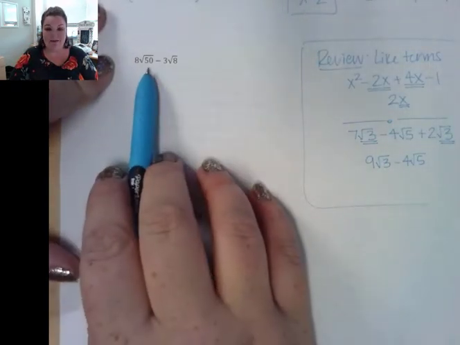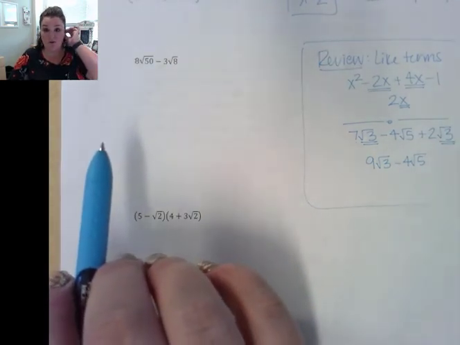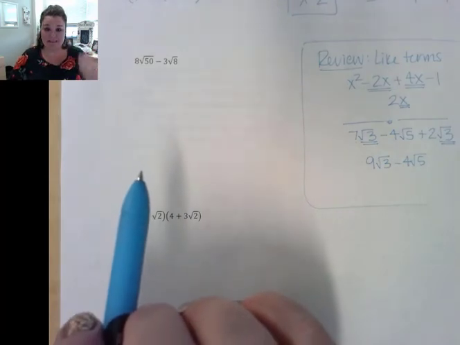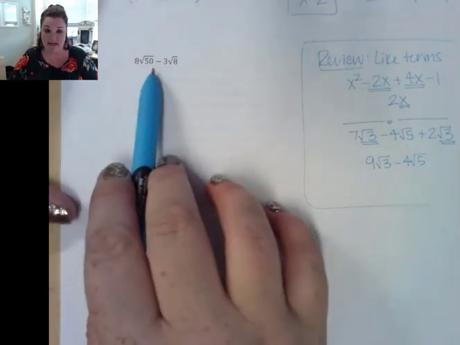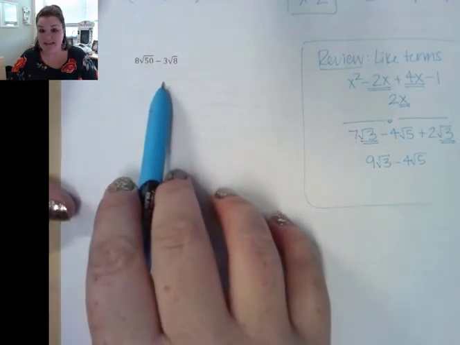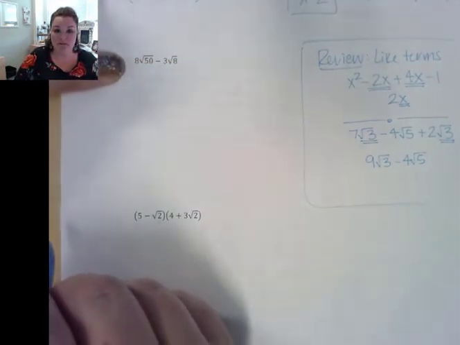The way it's written right now, these are not like terms. I can't combine the 3 and the 8 because the radicals don't match. So we want to start off by simplifying the radicals as much as we can to then see if we can come up with something that has like terms. So I'm going to start by simplifying the square root of 50.